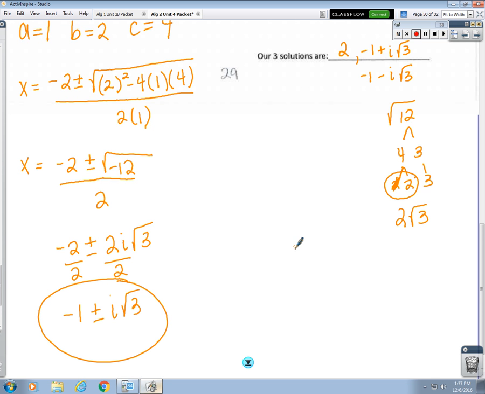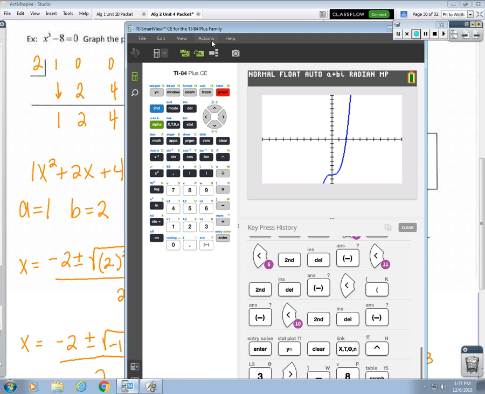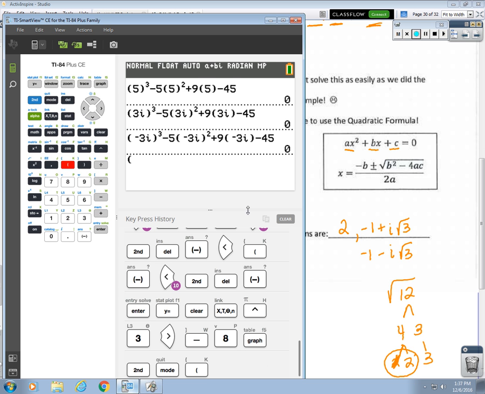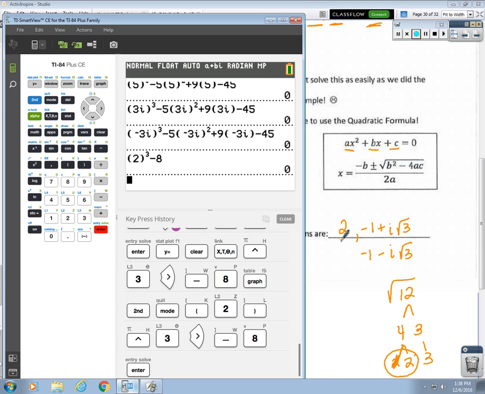Okay, now you can even type these in. So if I go back to the original polynomial, x cubed minus 8, okay, so x cubed minus 8. Well, my first x is 2, so 2 cubed minus 8. Doesn't that say x cubed minus 8? I just replaced the x with a 2, and I got 0. So that confirms that that is indeed one of the three solutions.